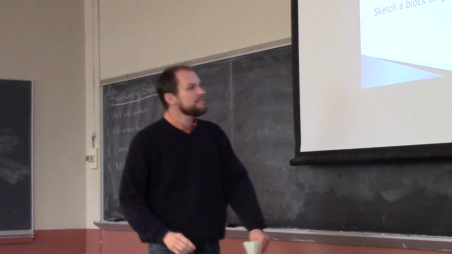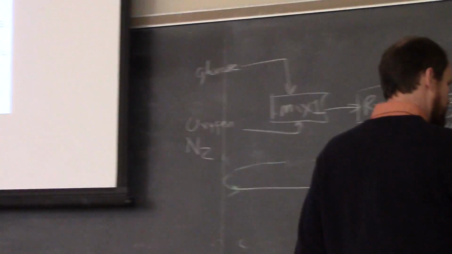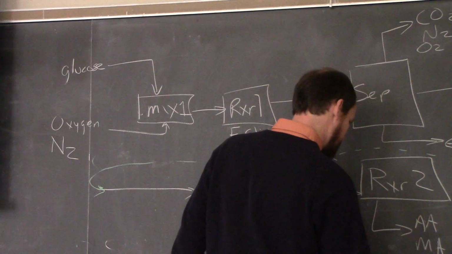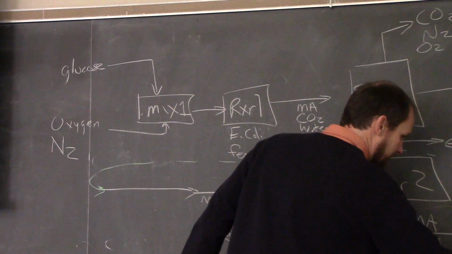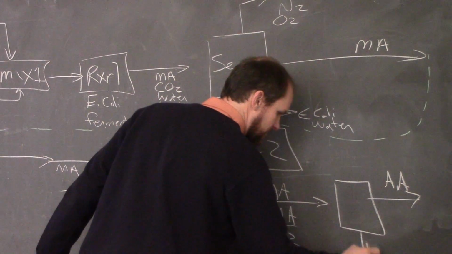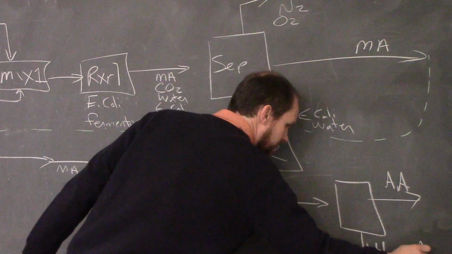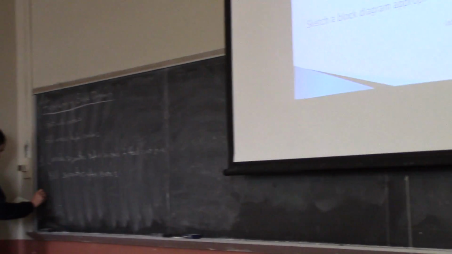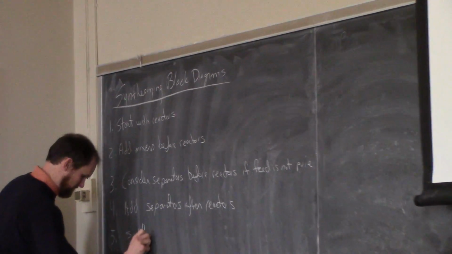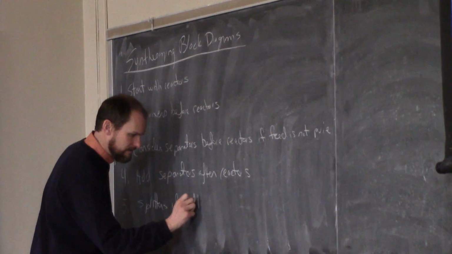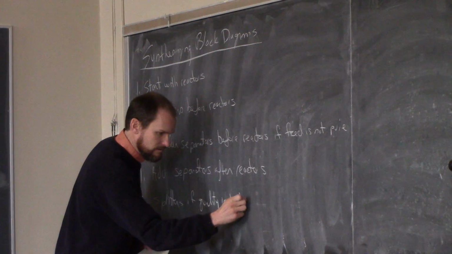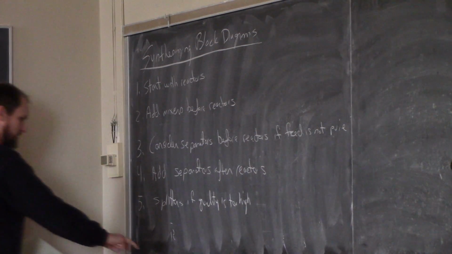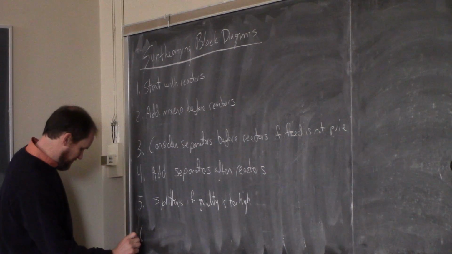Okay, and then the second one, second reactor, out of that comes adipic acid, maybe some leftover muconic acid, maybe some leftover hydrogen, and I want to separate that out too. Adipic acid, hydrogen, and muconic acid. Step 5, do splitters if the quality is too high. If you've got too high a quality and you don't need that high quality, you might just split it, take some of your product and some of your reactants. It's much cheaper to split than to separate.